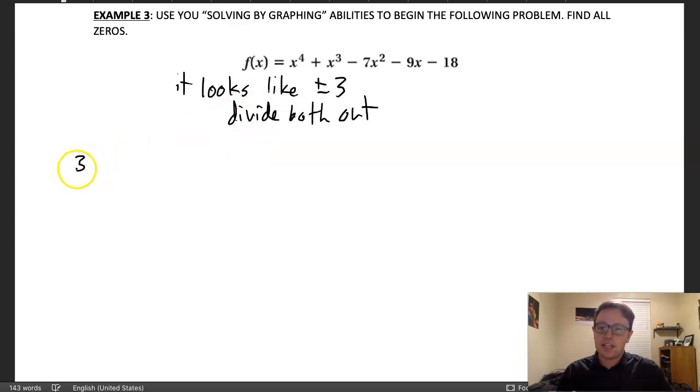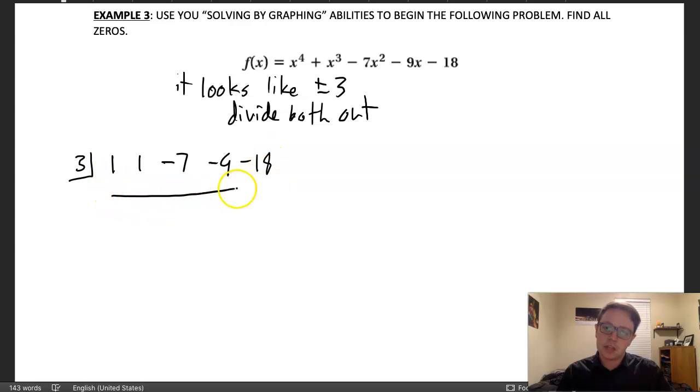Let's start with +3 here. We have 1x to the 4th, 1x cubed, minus 7x squared, minus 9x, minus 18. So we're going to go ahead and do this. We get 1. 1 times 3 is going to give us 3. 1 plus 3 is going to give us 4. Now 4 times 3 is going to give us 12. -7 plus 12 is going to get us to 5. 5 times 3 is going to give us 15. -9 plus 15 is going to give us 6. And 6 times 3 is going to give us 18, which gets us to 0.